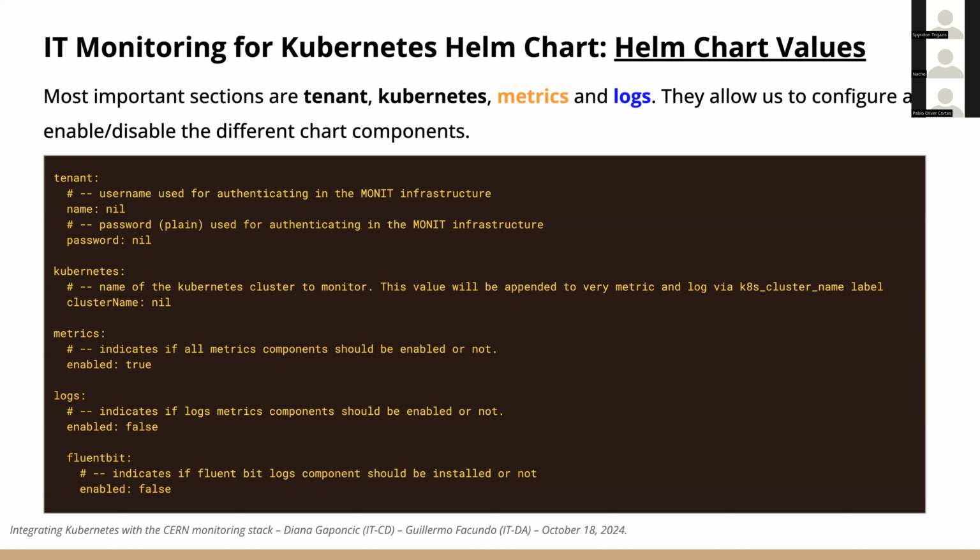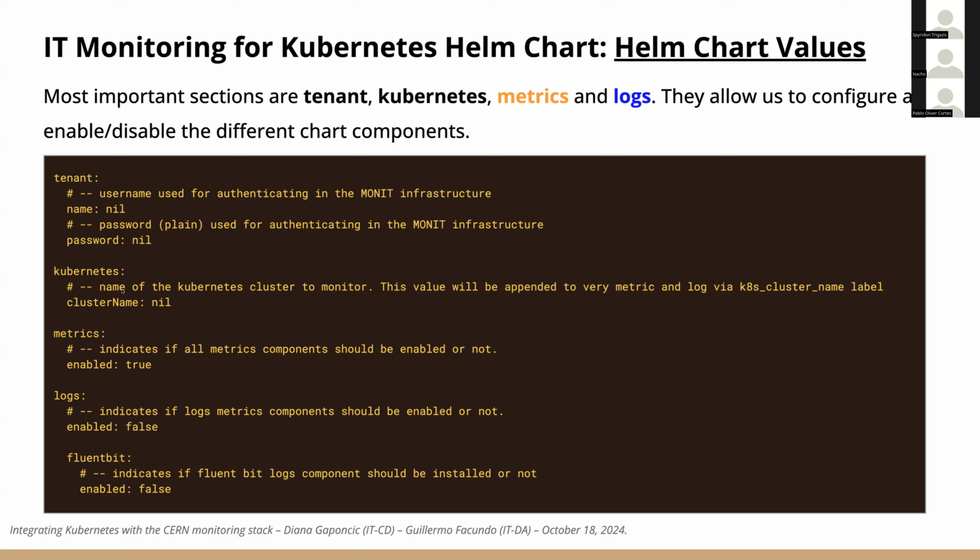Okay, so we've seen the components and how it works under the hood, the different things that it has for metrics and for logs, but at some point you need to configure it. When we want to install it, we want to tune it a little bit. So here is basically the higher level of abstraction that we can get from the Monit Kubernetes Helm chart, which is the values. When you get a Helm chart, you configure it via the values. Things that you need to provide are the tenant information, as we said before, the name and the password.